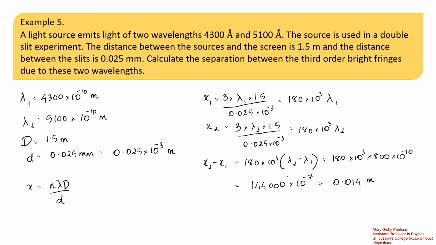Fringe width, usually we calculate fringe width with the eyepiece in terms of centimeters or millimeters. Okay, so the difference in these two third order bright fringes can be written in terms of centimeters as 1.44 centimeters.